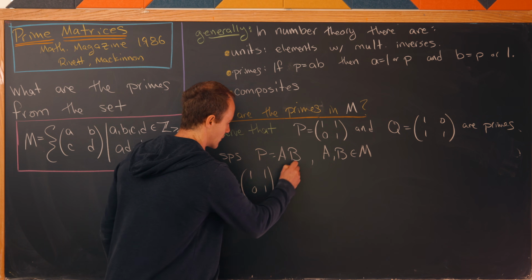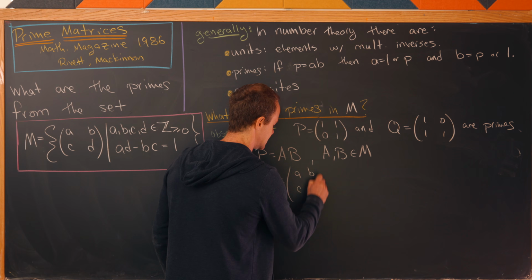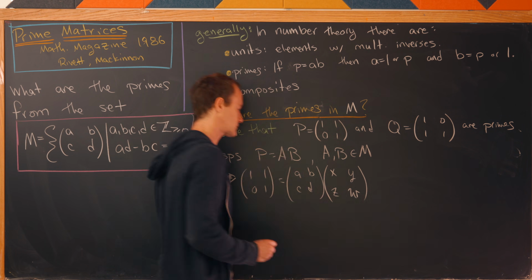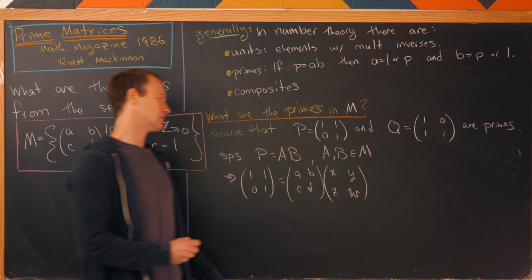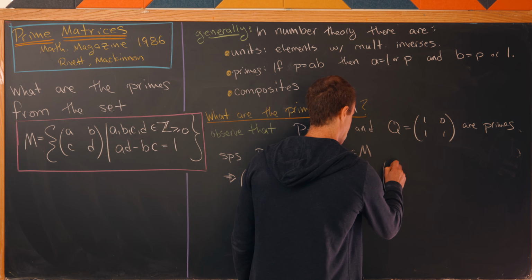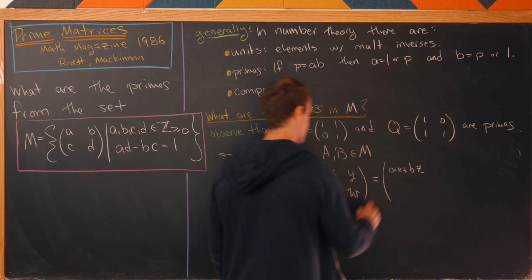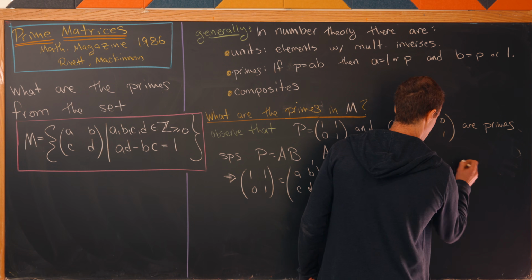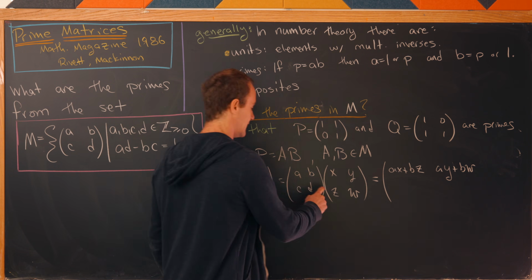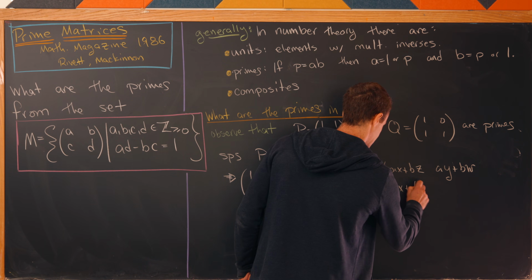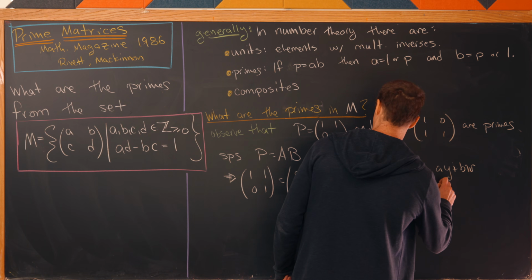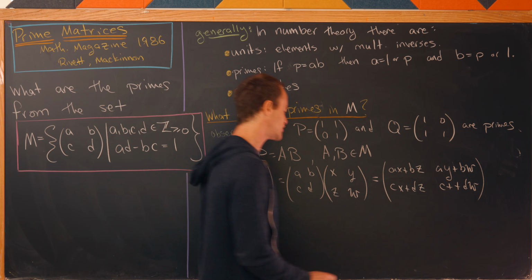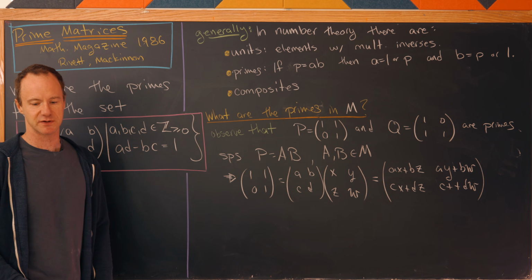So we have P is that form, and then we'll say that A is A, B, C, D, and maybe B is X, Y, Z, W. Okay, nice. But now let's multiply these up and notice that we'll get AX plus BZ in the first entry. In that second entry, we get AY plus BW. In that third entry, we'll have CX plus DZ. And then in that fourth entry, we'll have CY plus DW. And that's just by standard rules for matrix multiplication.